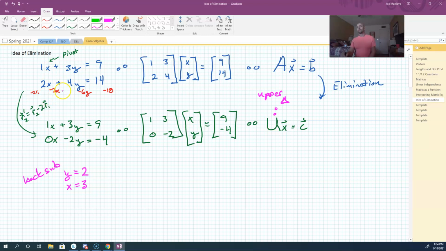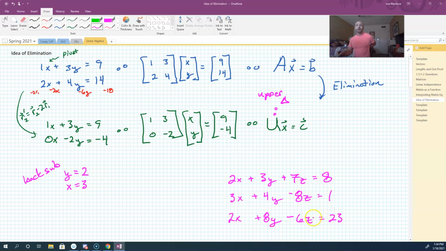In the case of a larger matrix, right, so, sorry, how about a 3 by 3 system? So in the case that we had 2x plus 3y plus 7z equals 8, and 3x plus 4y minus 8z equals 1, and 2x plus 8y minus 6z equals 23. It's entirely possible that I've set the system up badly. This may not work, right? But in this case, this would be my pivot, right? That would be my first pivot.